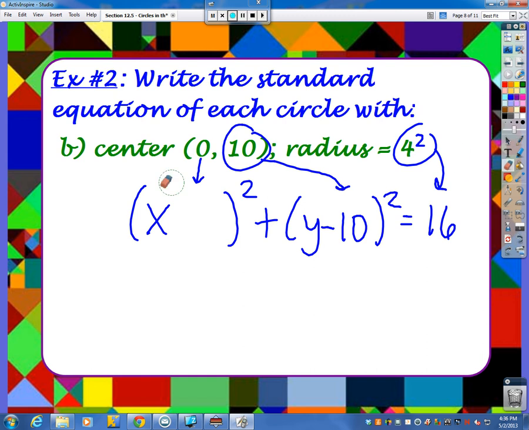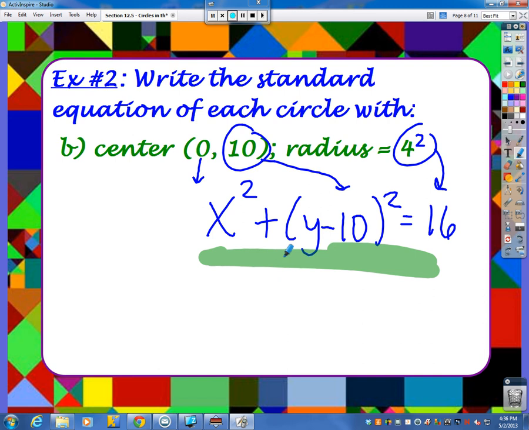Or you could even do this. This is about the only time you don't have to put parentheses. As you could just say x squared plus the quantity y minus 10 squared equals 16. And that would be fine. This is probably the way that I would recommend writing it for future references.